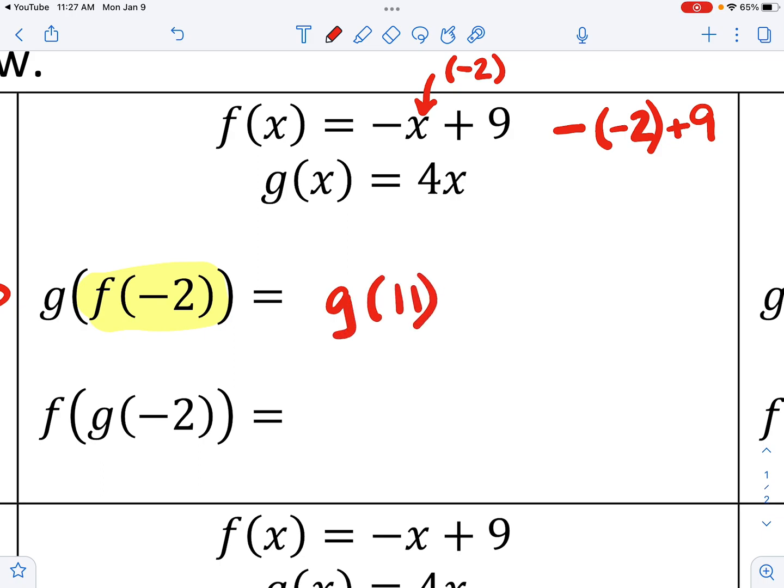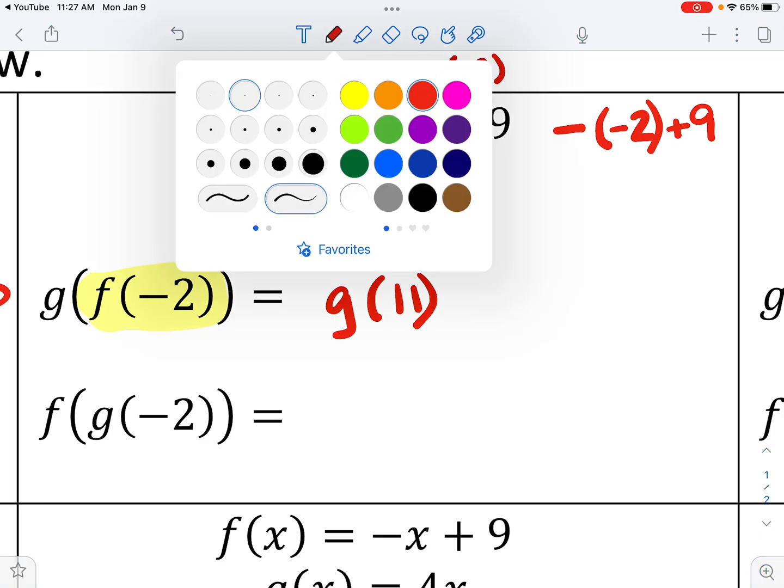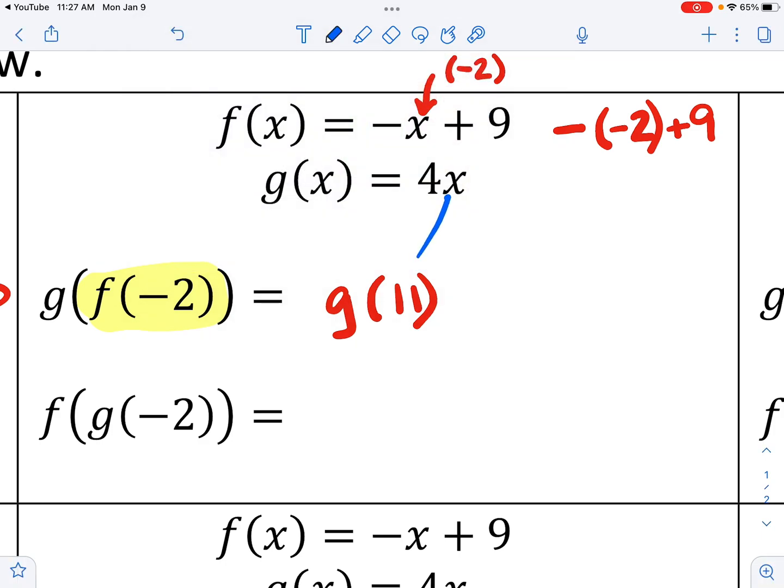If you did not get g of 11, then you need to go back and check that you've put it into Desmos correctly. That means I'm going to plug 11 into the x value. So that becomes 4 times 11. And 4 times 11 is 44. So we would anticipate that this is not going to be the same answer.